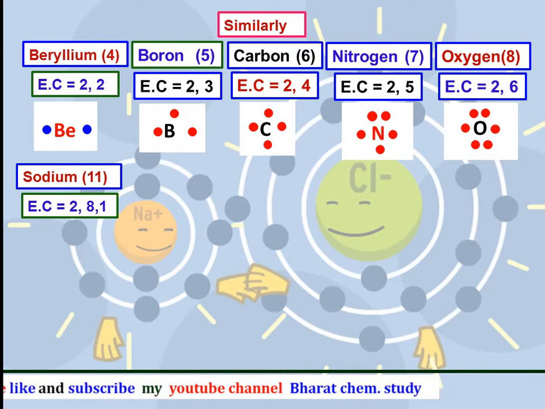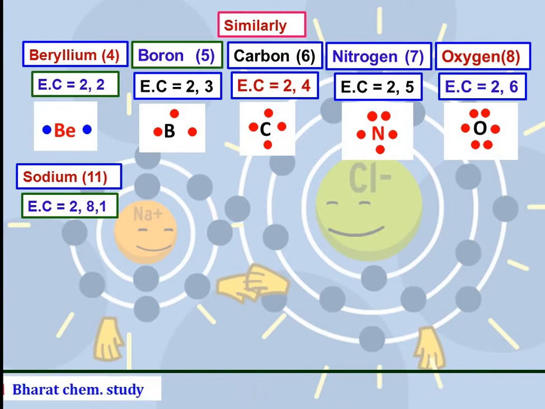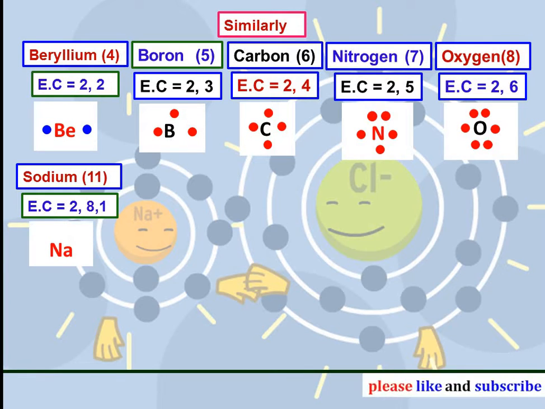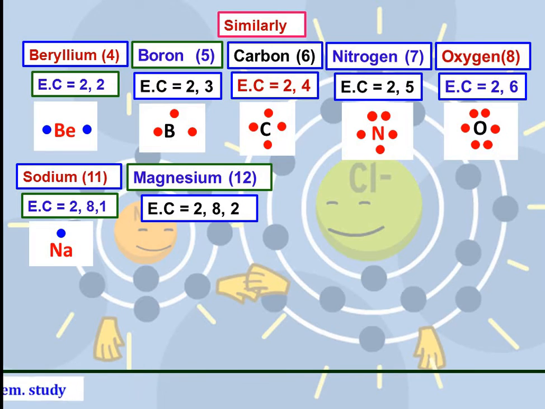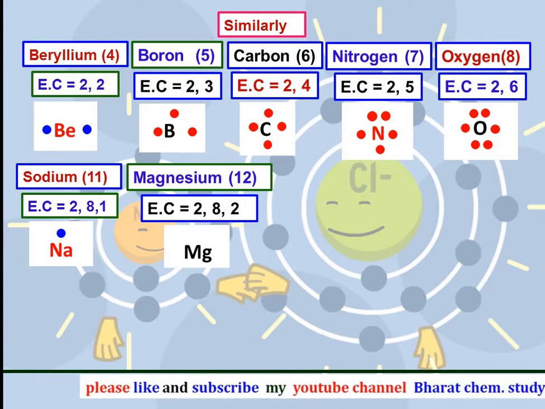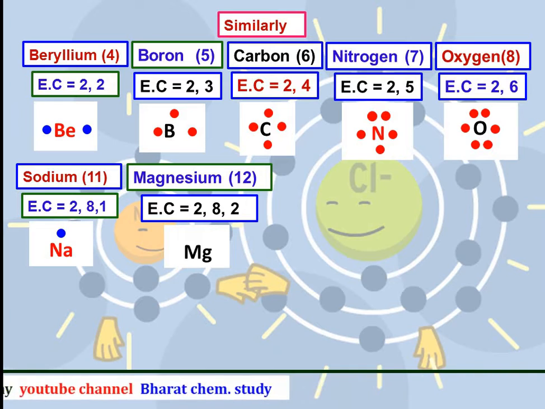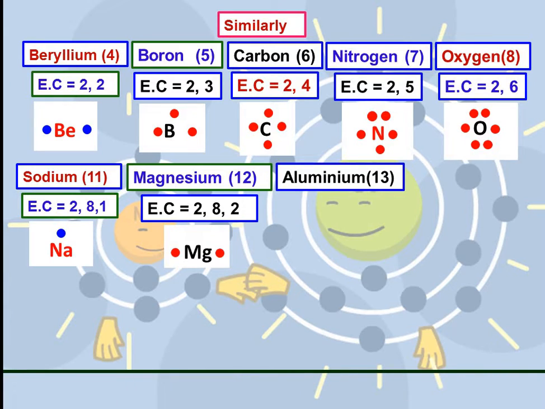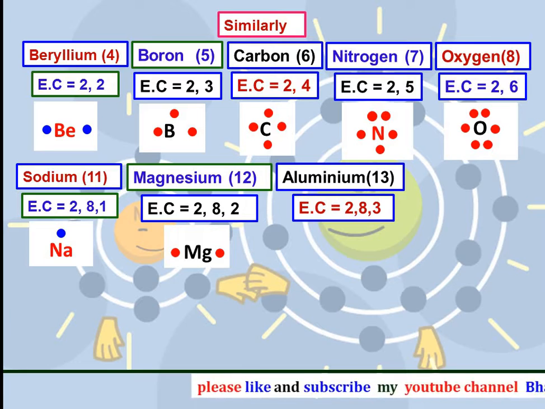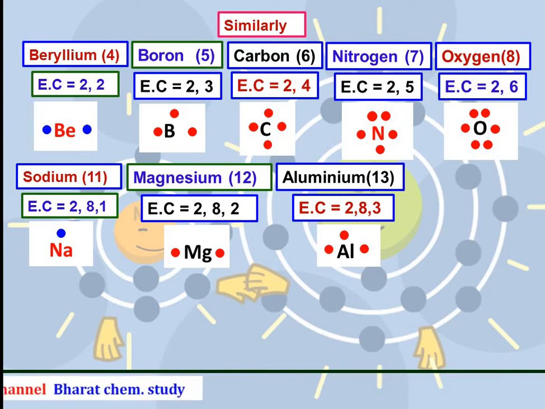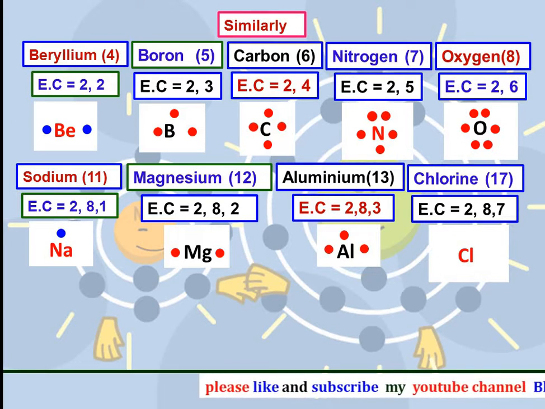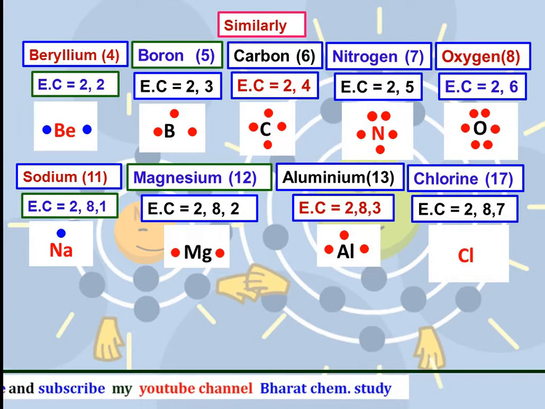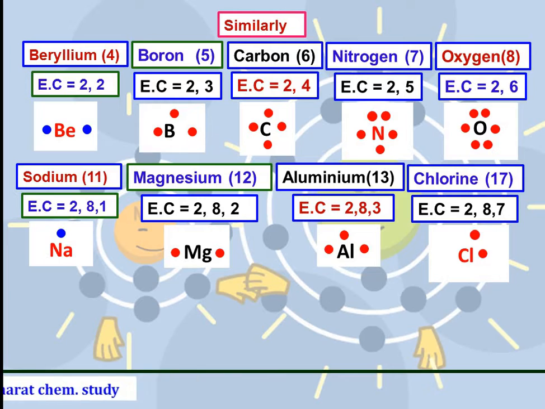In case of sodium, the electronic configuration is 2, 8, 1 and the valence electron is 1. So its Lewis symbol will be sodium with 1 dot. In case of magnesium, electronic configuration is 2, 8, 2, valence electrons are 2, so it can be represented by writing the magnesium symbol and 2 dots around it. In case of aluminium, the valence electrons are 3, so it can be written as given. In case of chlorine, the valence electrons are 7, so it can be represented by writing the symbol of chlorine and placing 7 dots around it.